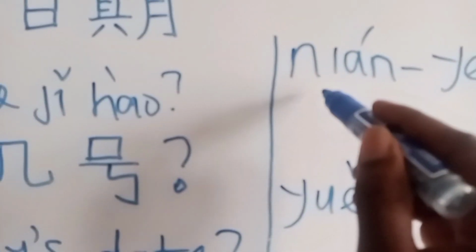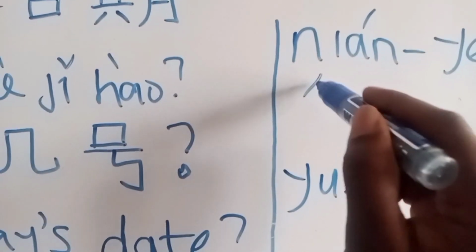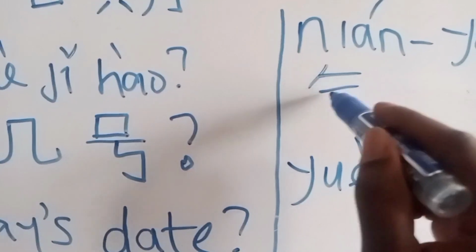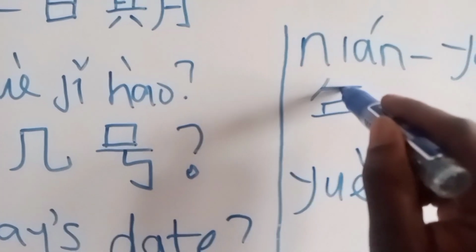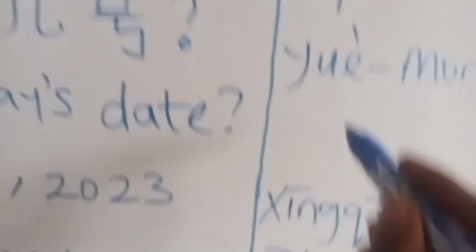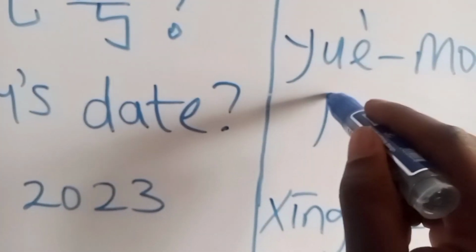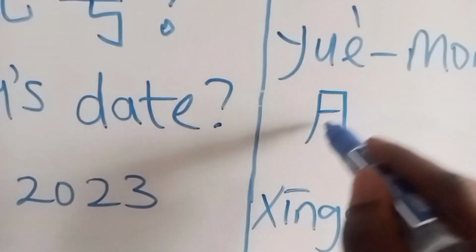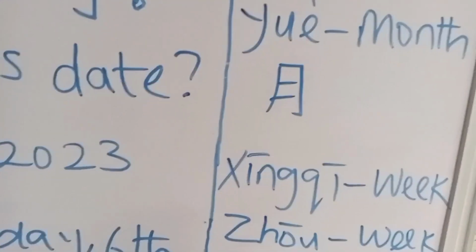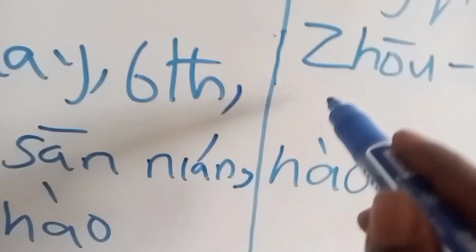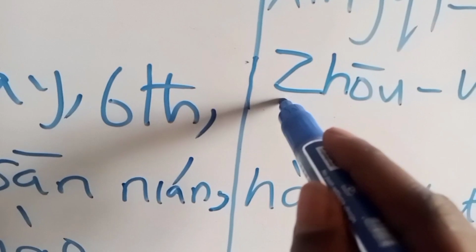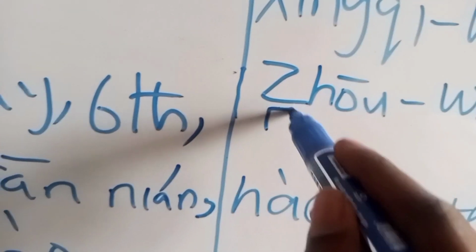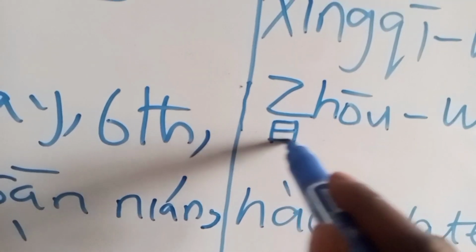We have written nian, character for nian, many times. So I'm not going to be slowing down here. Yue, very easy. Yue, this is yue. That's all. Okay. Xingqi, this is how to write xingqi. Are you watching me? Xing.